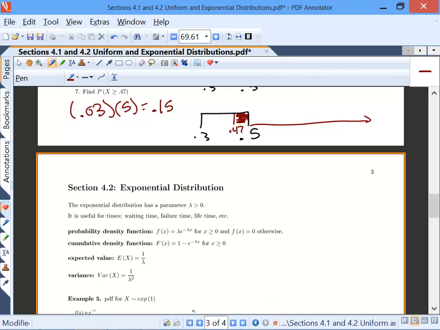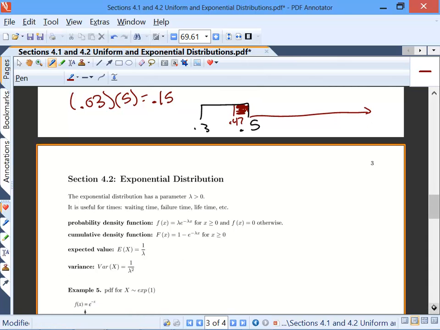The cumulative distribution function has a very nice formula for us. It's just going to be 1 minus e to the negative lambda x, again for x greater than or equal to 0. We have formulas for the expected value and variance. Again, pretty simple looking formulas. Not too bad to plug things in.